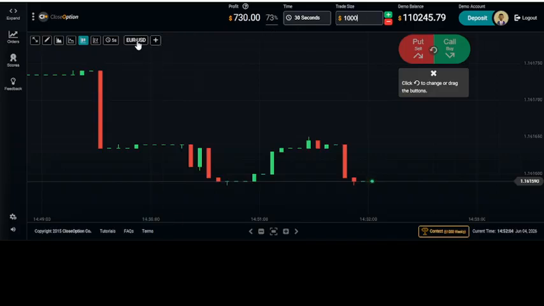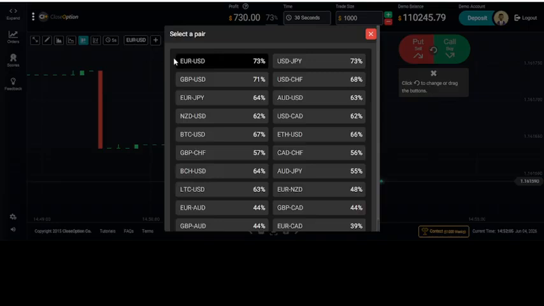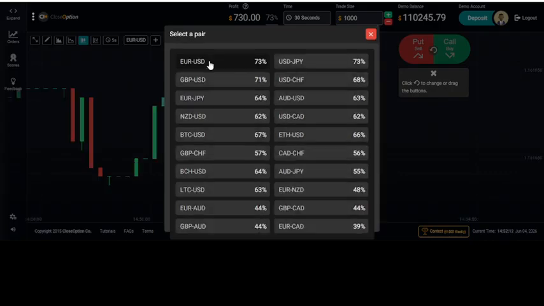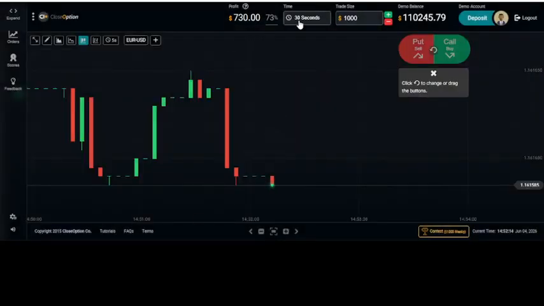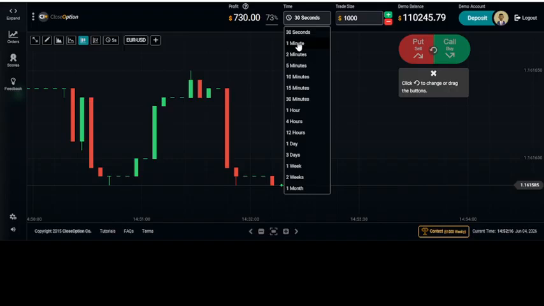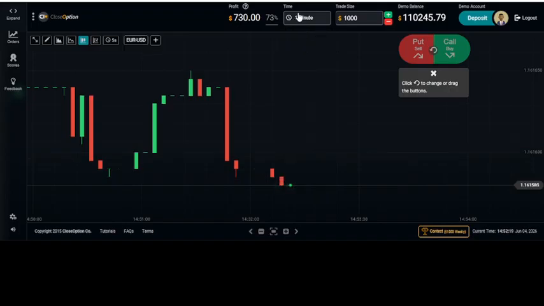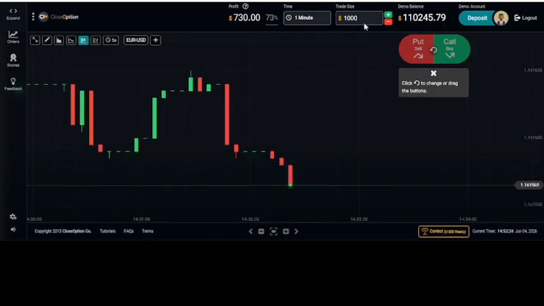And what I'm going to do here, okay, we have the Euro USD. So I'm going to be focusing on Euro US dollar trades. And secondly, I'm going to be taking 1 minute trades here. So we set the time expiry to 1 minute, trade size of $1,000 here.